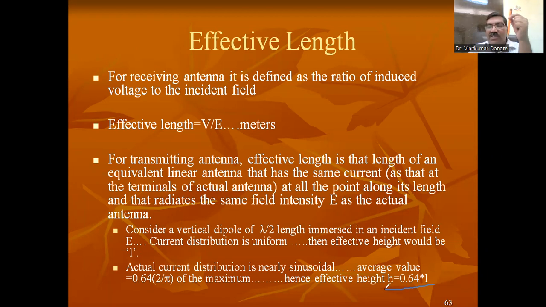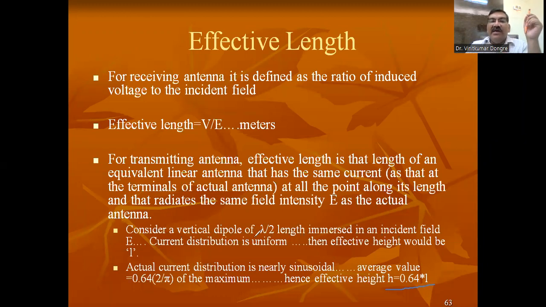Now, what is shown here? The formula: the actual height H equals 0.64 into L. So it is not 10 centimeters. Physically it is 10 centimeters, but effectively it is less than 10 centimeters. How much? 0.64 into 10, so it is simply 6.4 centimeters. So the effective length of the antenna is always less than the physical length.